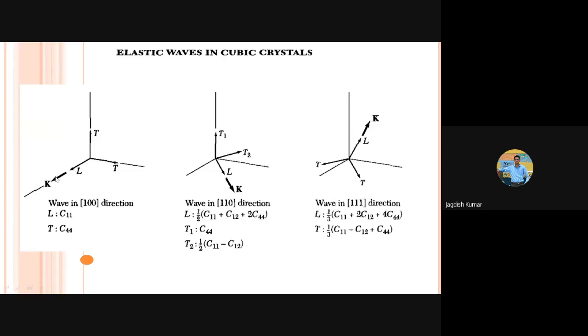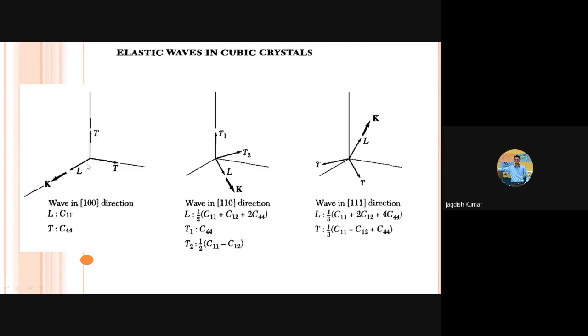Then the wave propagating along any one of the edges of the cube means the particles are oscillating along the same edge, and the wave is also propagating along the same direction. Particles are oscillating along the same direction as that of k. So that is called the longitudinal mode. For the longitudinal mode, the velocity is the square root of C11 over rho, so the longitudinal mode has a velocity dependence on C11 only.